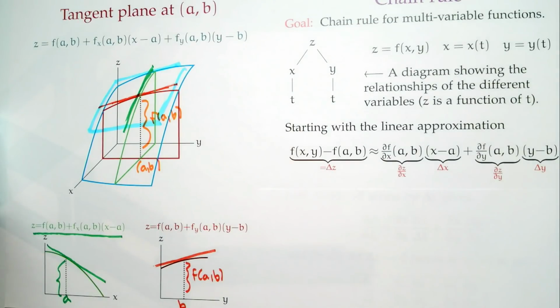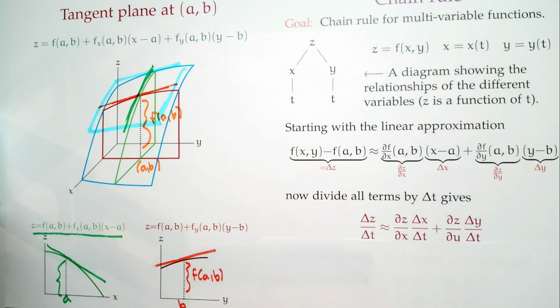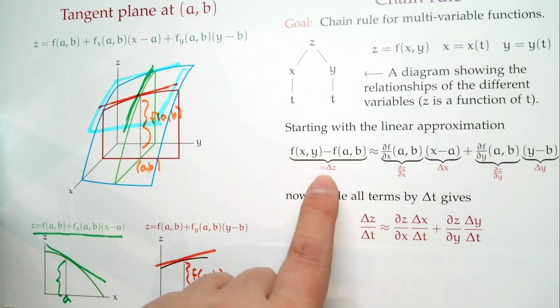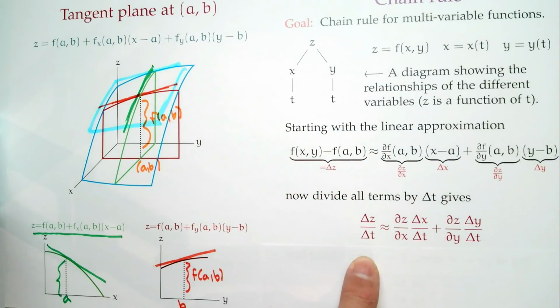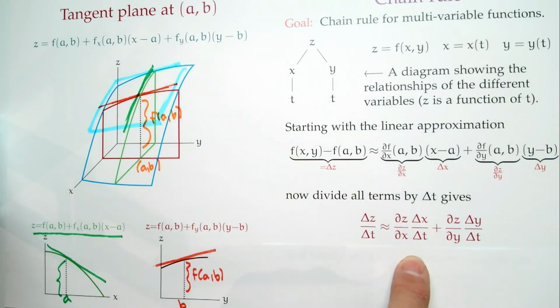All right. So putting this all together, we divide everything by delta t. So we get change in z over change in t is approximately partial z partial x times change in x over change in t, plus partial z partial y times change in y over change in t.